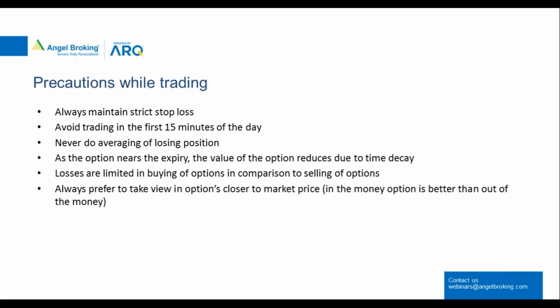Then the next is that never average a losing position. As far as possible, avoid it. If you are in a losing trade, your trade is not making money, don't try to average that trade, because that could be risky if the market still goes against you. So you have a double loss. Rather, you should look at averaging when you are in profit. If you are in a profitable trade, then you can still buy and take a position, but there also you need to have your stop losses in place.